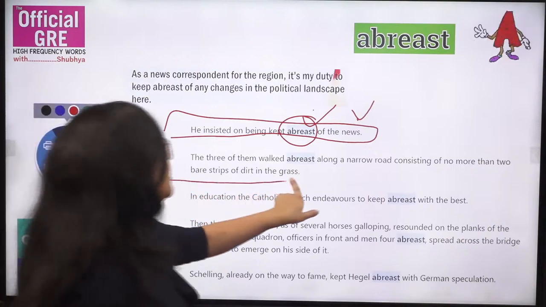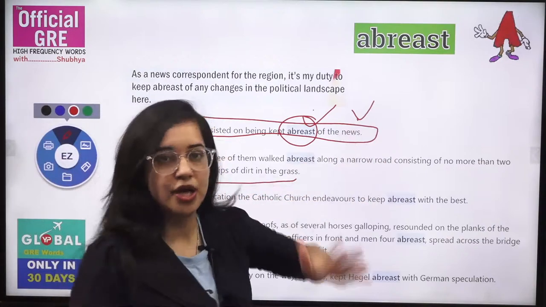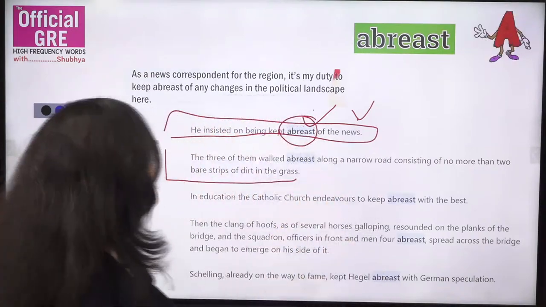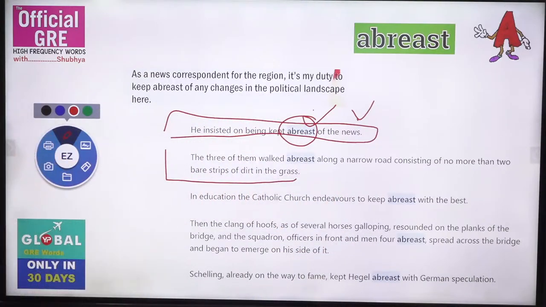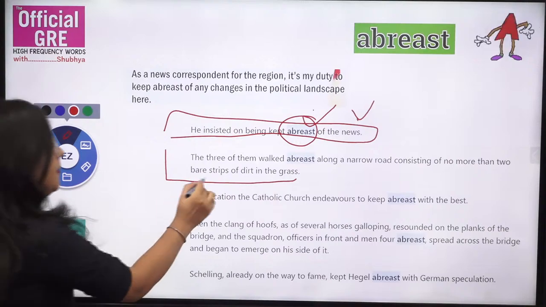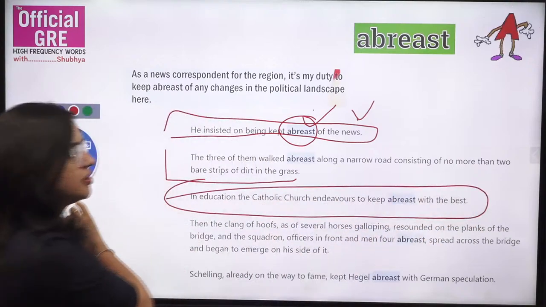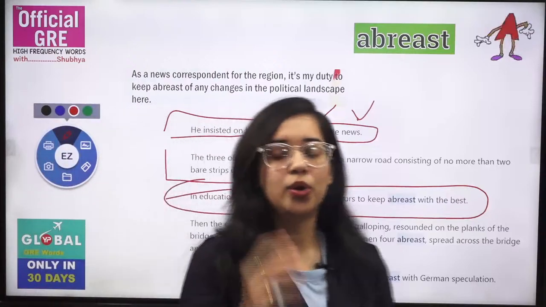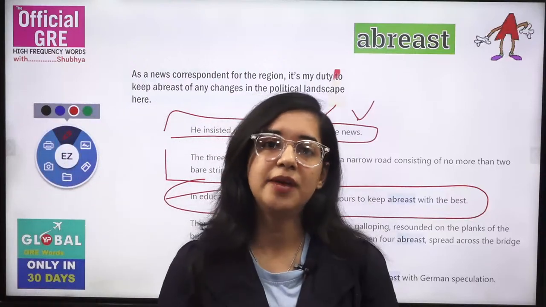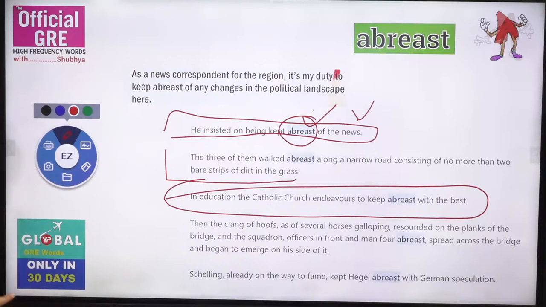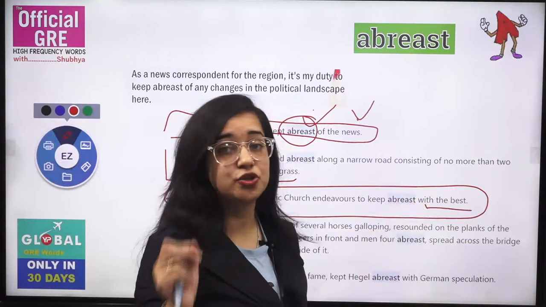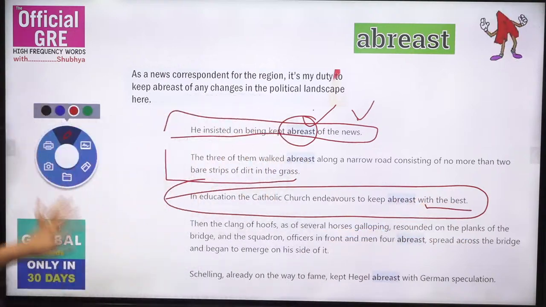Three of the men walked abreast along a narrow road. So line to line, side by side, teen men chal rahe hain, matlab ek hi row mein. In education, Catholic Church endeavors to keep abreast with the best. So in any education school, every parent wants to keep abreast of what is happening in the society, and whatever is best, those things need to be acquired, right?